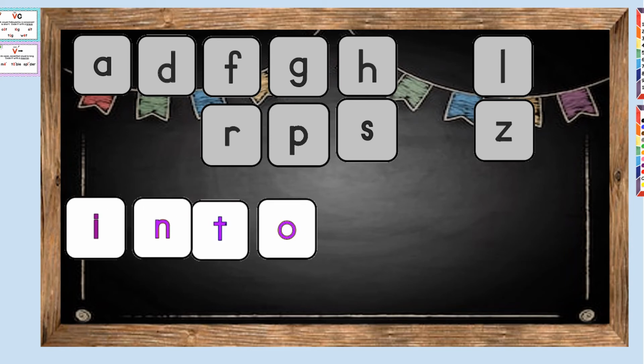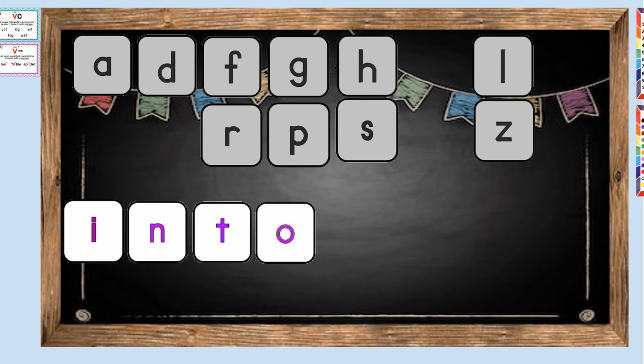We're making another sight word here. Do you know what word it is? Make sure your letters look like my letters. Let's read this word. Into.